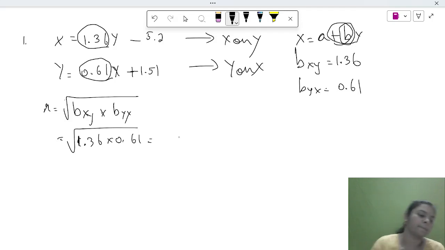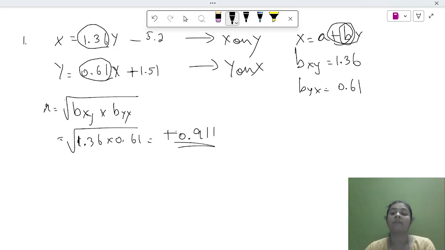You are getting 0.911, or 0.9108, whatever it is. Now if these two are positive, r will also be positive. Remember, when you multiply these two, the value you get should not exceed 1, which means this answer should not exceed 1. If it exceeds 1, then it means you have taken these two the wrong way around. You have to take it the opposite way.